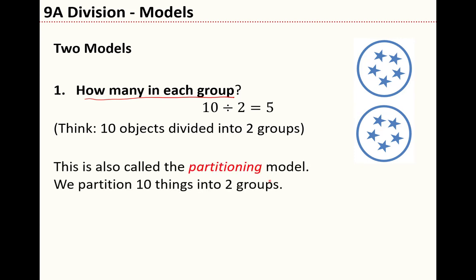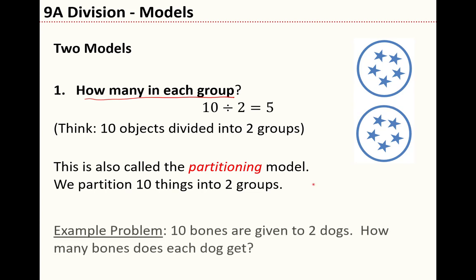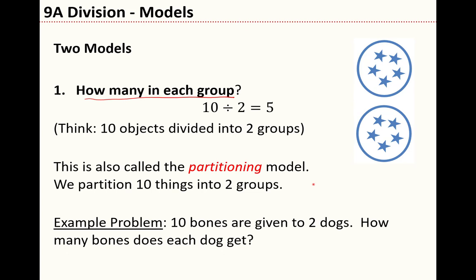This is also called the partitioning model. I have 10 objects and I partition them into two groups. How many objects are in each partition? So here's an example problem. 10 bones are given to 2 dogs. How many bones does each dog get? I sort of mentally have this image of 10 bones being divided into 2 piles, and each dog gets 5 bones. 10 divided by 2 equals 5.